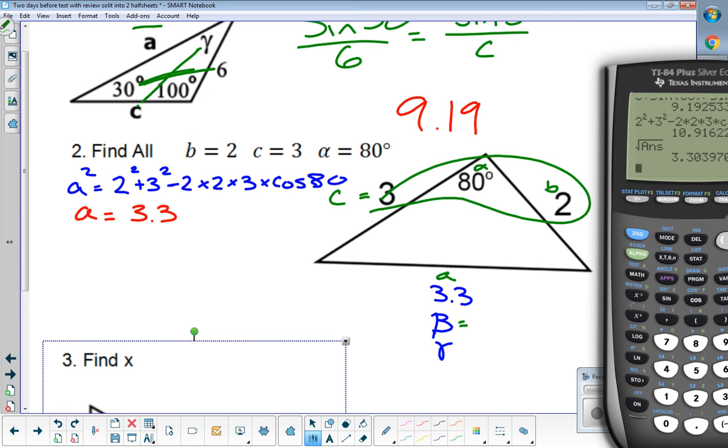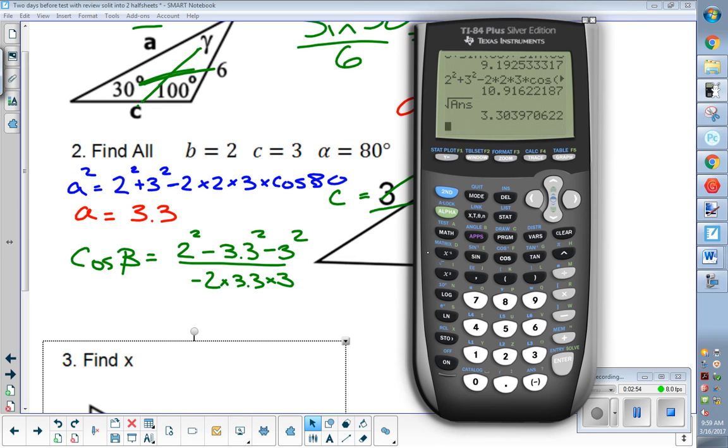Let's find beta next. I now have all 3 sides, so I'm doing a cosine of beta problem. Cosine of beta equals B squared, so 2 squared minus 3.3 squared minus 3 squared, all over negative 2 times 3.3 times 3. I'm setting up law of cosines. I type that into my calculator as a fraction: 2 squared minus 3.3 squared minus 3 squared. On bottom, it's negative 2 times 3.3 times 3. Type it in. I get that decimal.